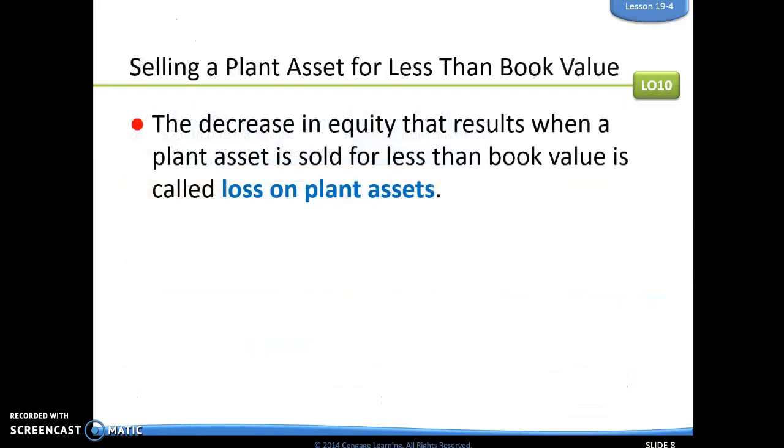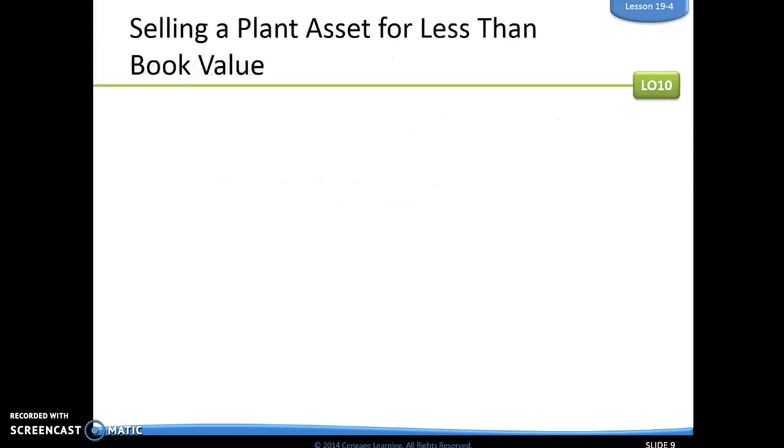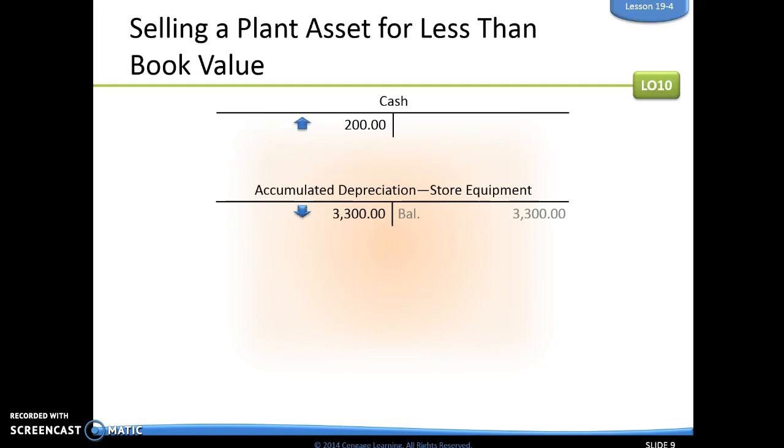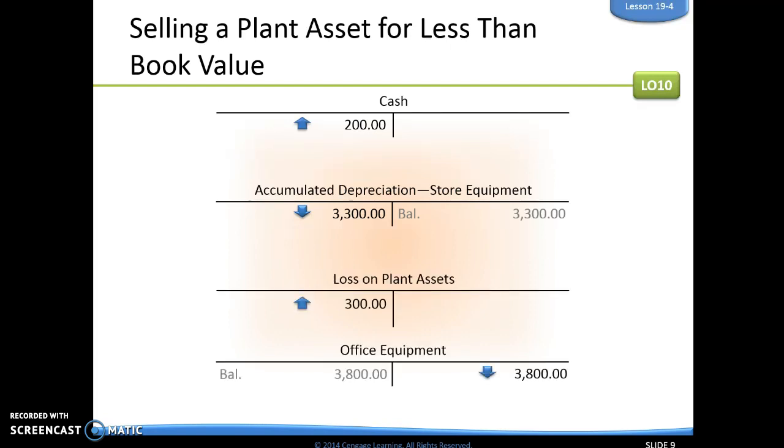Now, there are times where we're going to sell a plant asset for less than the book value. So the decrease in equity that results when a plant asset is sold for less than book value, that's going to be a loss on plant assets. Now, we're receiving cash when we sell our plant asset, so we're still going to increase our cash by $200. We're going to debit our accumulated depreciation, get rid of that $3,300 for accumulated depreciation. We're also going to get rid of our office equipment for $3,800. Now here, our debits and credits don't equal again. We need another debit. That tells us that we have a loss on our plant asset. So we're going to increase that account by $300.